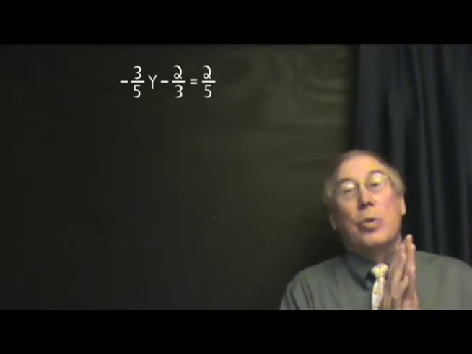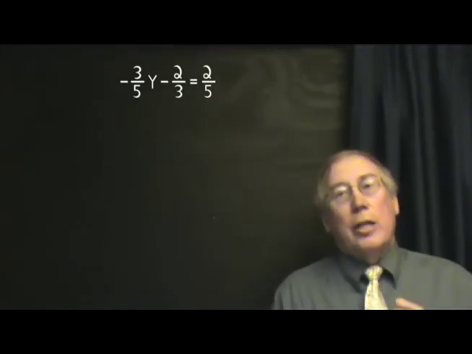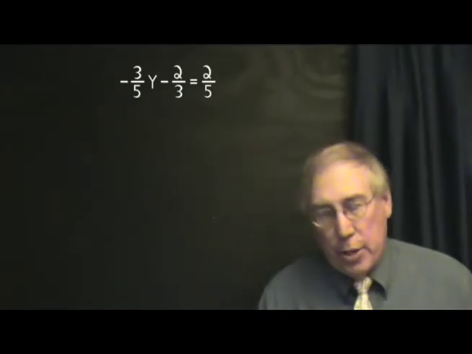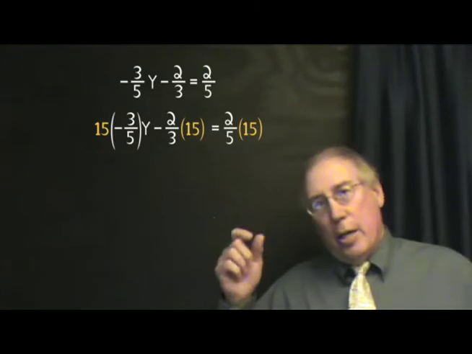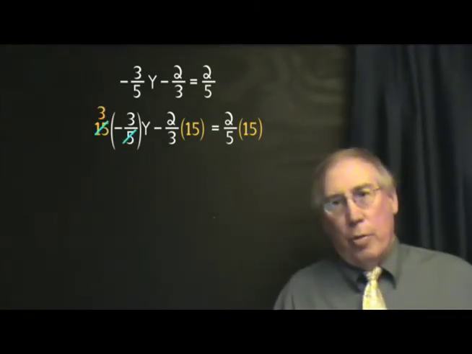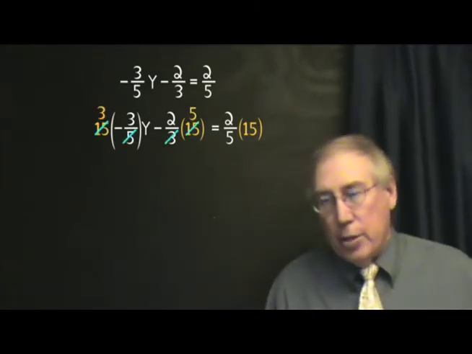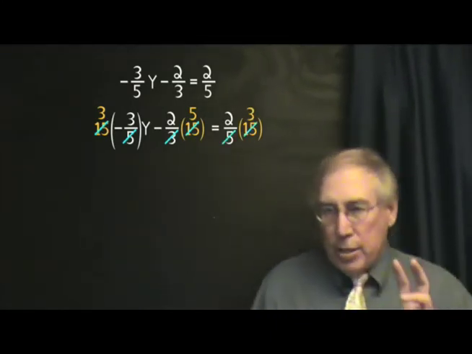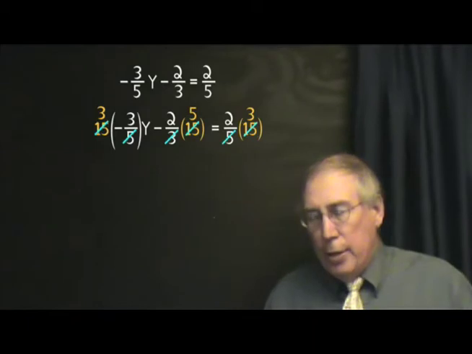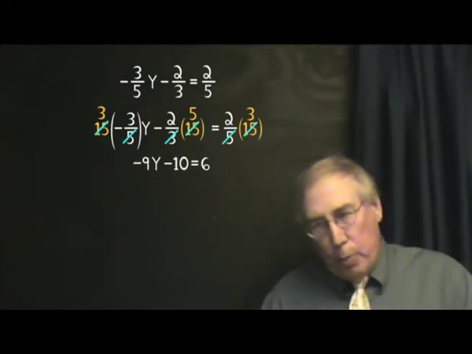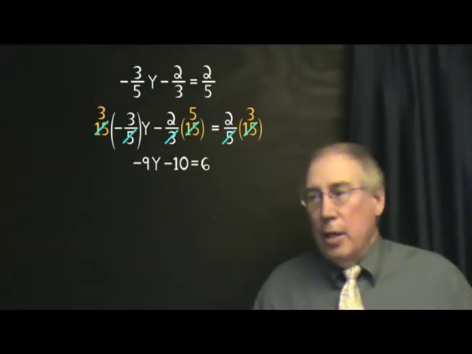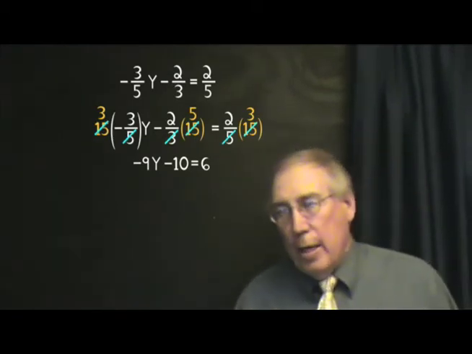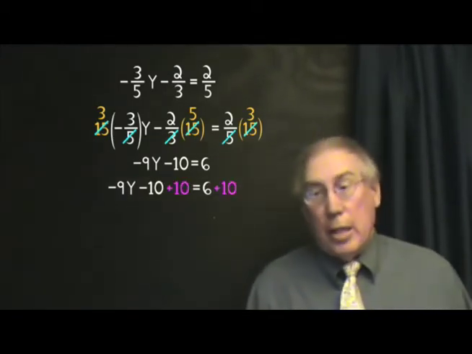Now, this one here, a little bit tricky. What we're going to do is what's called clear fractions. Look at the 5 and the 3, the denominators. What is the smallest number that both will divide into? It's 15. So let's multiply 15 times each one of those terms. And notice we can do some canceling, and then if we multiply all the numerators and denominators together, we'll end up with a negative 9y minus 10 equals 6.